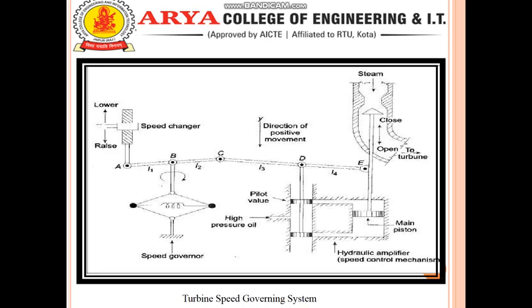If it is required to change the power output or speed, then the setting of the speed changer can be changed. If the speed changer is moved down, then point A moves down, which moves up point C. Due to this, point E moves down. When point E moves down, the steam valve opens and turbine speed increases. The reverse happens when the speed changer moves up.